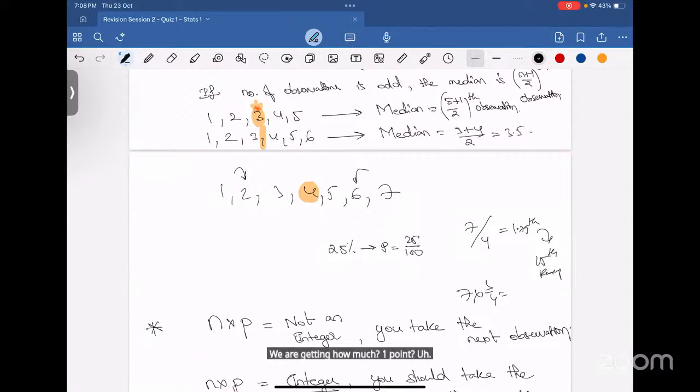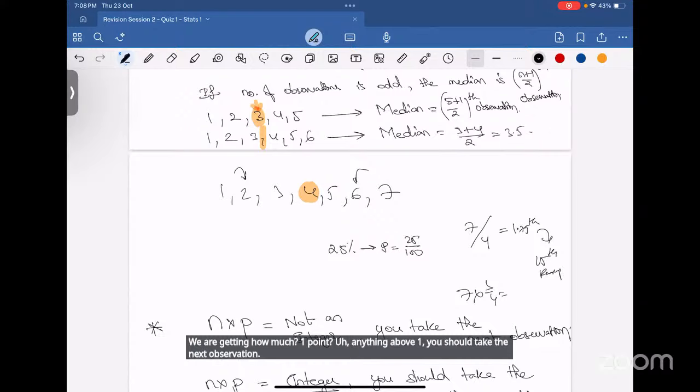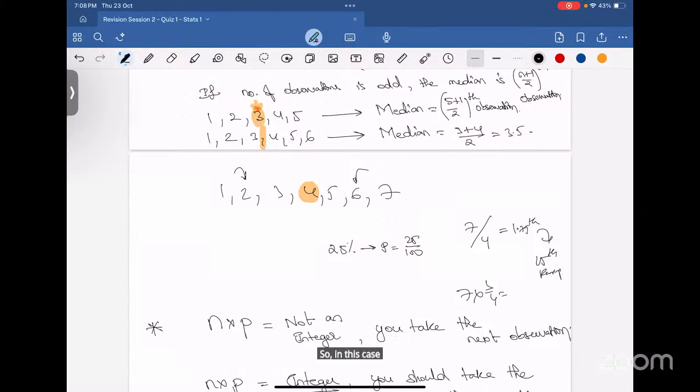Anything above 1, you should take the next observation. So in this case, Q1 will be 2, Q2 will be 3, and Q3 will be 4, right? For 1, 2, 3, 4, and 5, yes. Q1 will be 2, Q2 will be 3, Q3 will be 4. Correct.